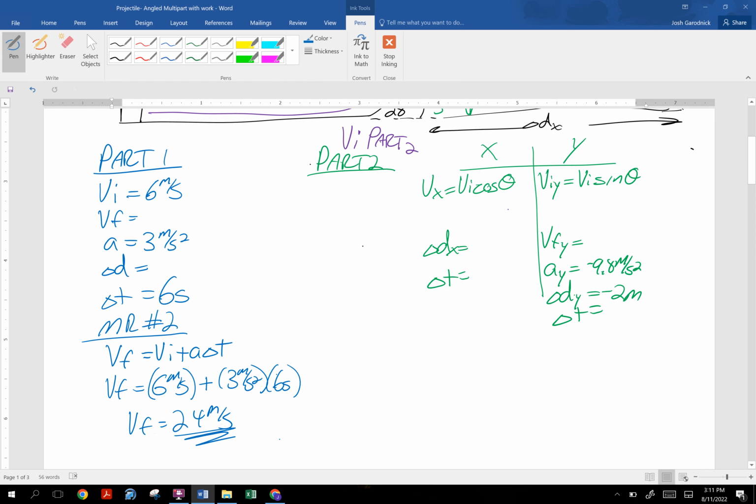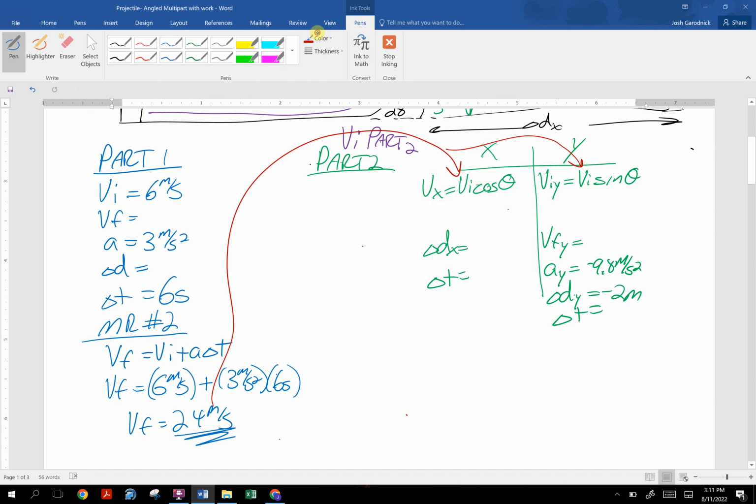Want to stress this again. This is not the horizontal velocity. It is not the vertical velocity. The final velocity becomes the initial velocity. So this is the initial velocity.